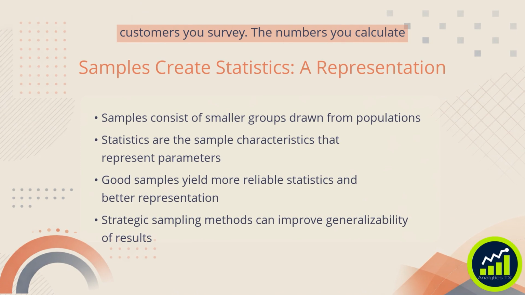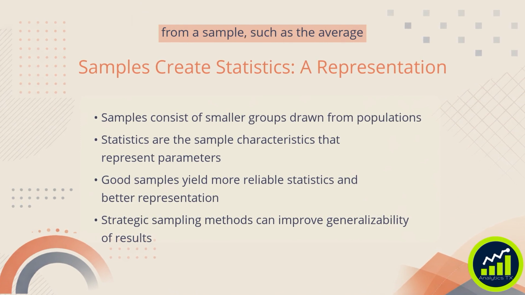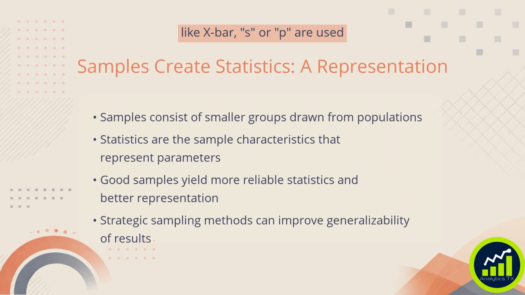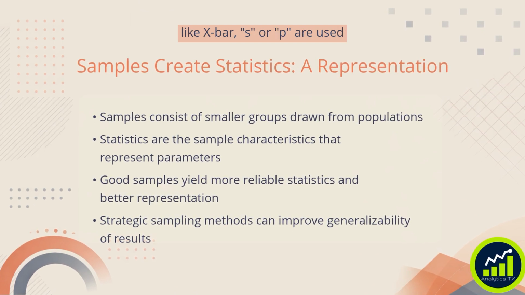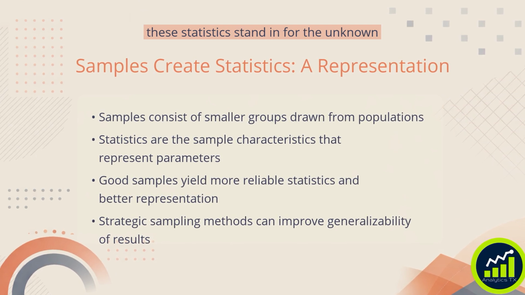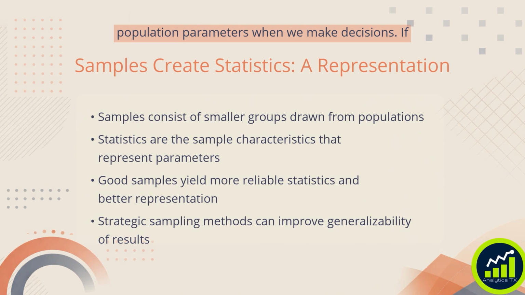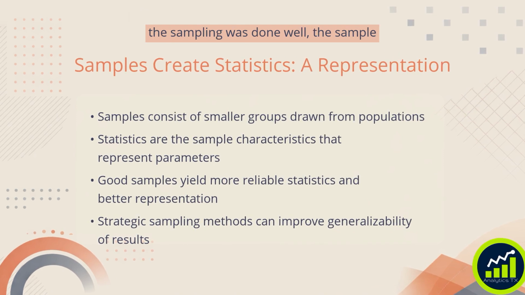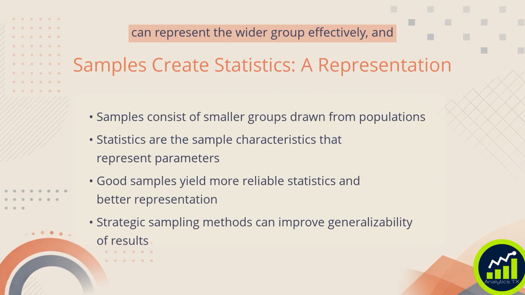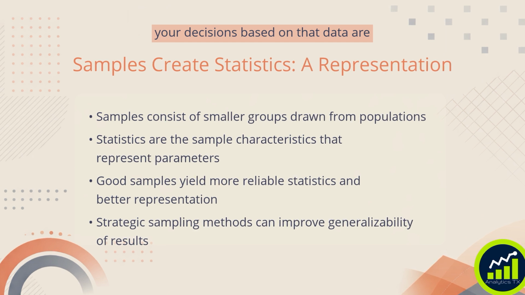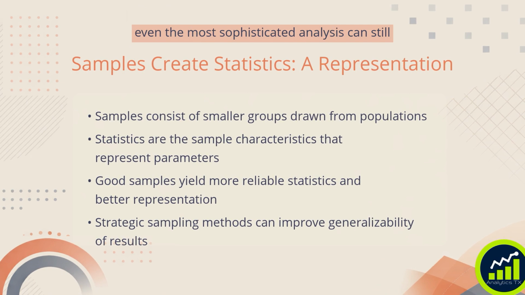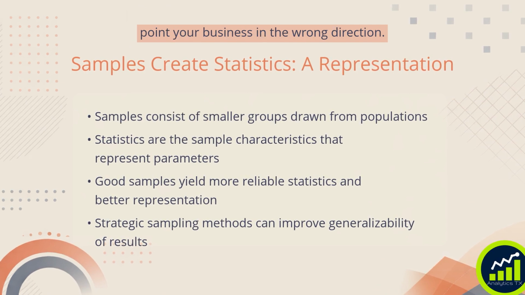A sample is a smaller set chosen from the population, like a subset of customers you survey. The numbers you calculate from a sample, such as the average satisfaction score, are called statistics. Regular letters like X bar, S, or P are used to represent statistical measures. In business practice, these statistics stand in for the unknown population parameters when we make decisions. If the sampling was done well, the sample can represent the wider group effectively, and your decisions based on that data are more trustworthy.